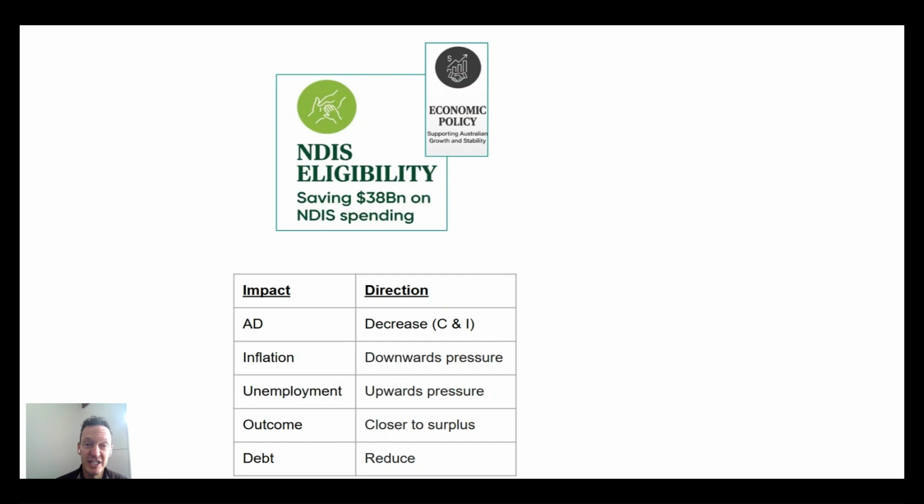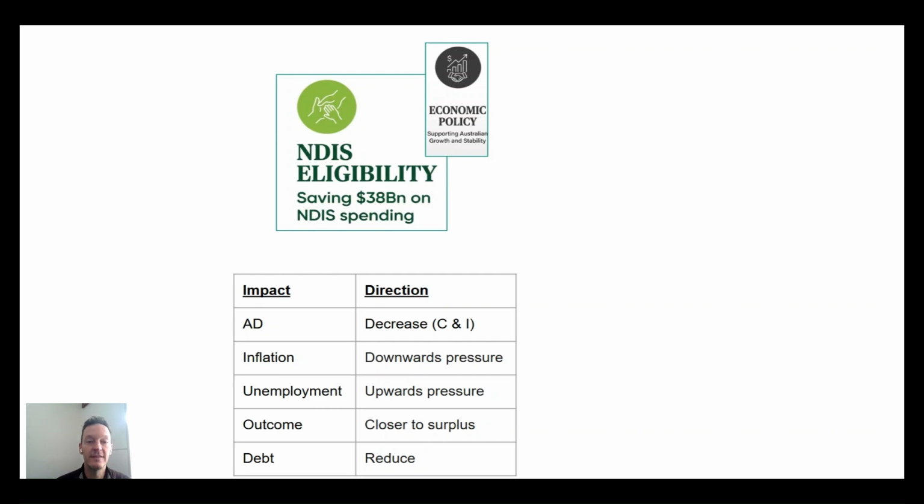Since they're pumping less injections into the economy in regards to this NDIS funding, there will be a fall in private consumption and investment of this disability-related spending. And as a result, there will now be widespread shortages created in those particular industries, putting downwards pressure on inflation. Unemployment, as a result, there's going to be a slight uptick in these health and disability sectors because there's going to be just less funding in these areas, and so there's going to be job layoffs. This has significantly pushed the outcome closer to surplus.